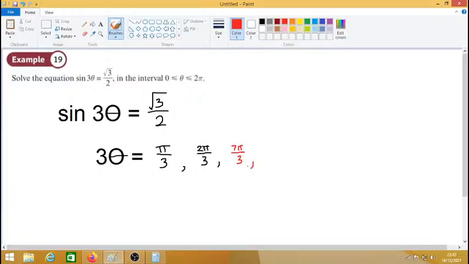Do the same with the second angle, add on another 2 pi. So that would be 8 pi over 3. And by this time, you can spot a pattern. So it goes pi over 3, 2 pi over 3, then 7 pi over 3, 8 pi over 3. So we're kind of adding 6 pi at the top each time. So the next one would become 13 pi over 3. And each pair is just 1 pi over 3 different. And then the next one would be 14 pi over 3.